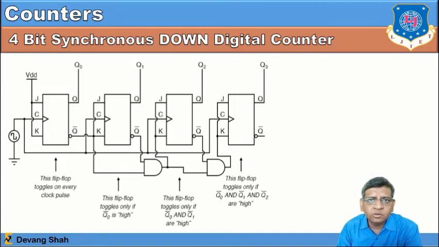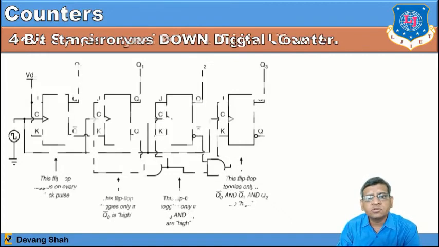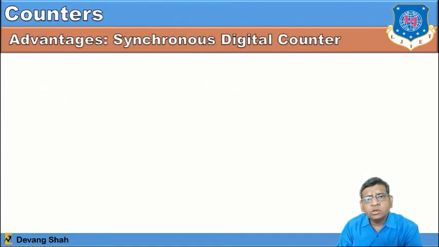You can realize a 4-bit synchronous down counter with the help of JK flip flops. The same you can also design with the help of T flip flops.